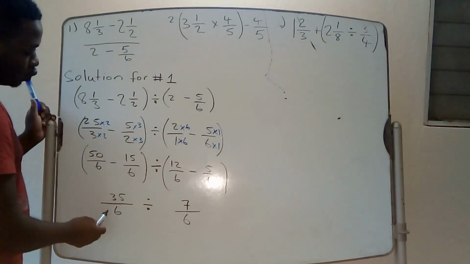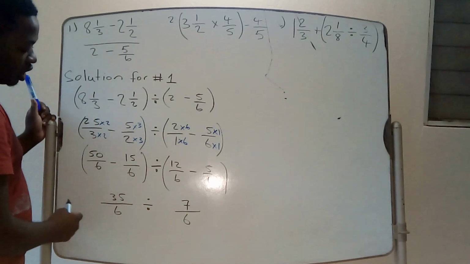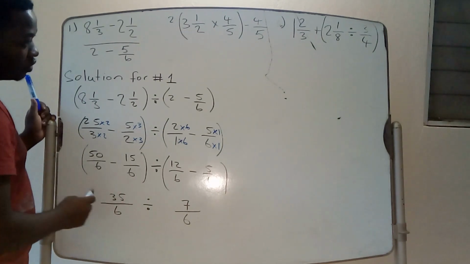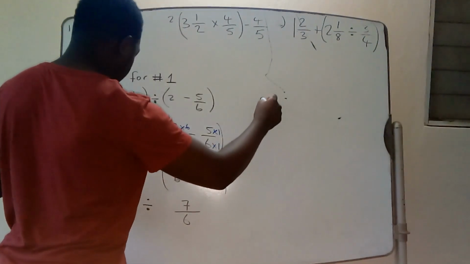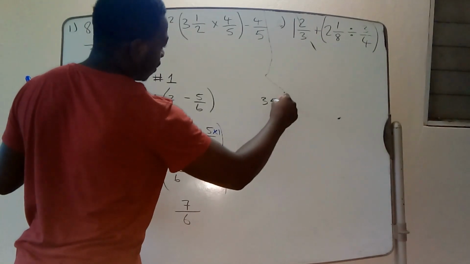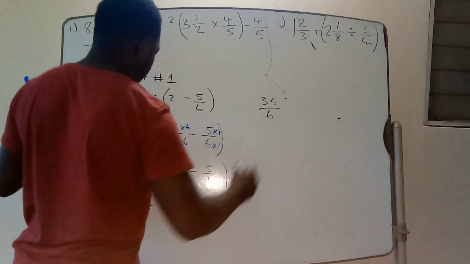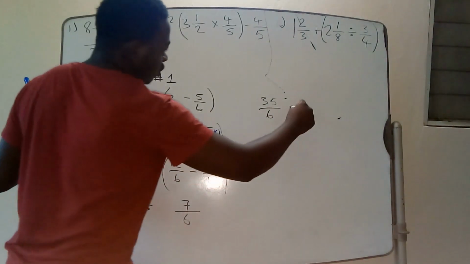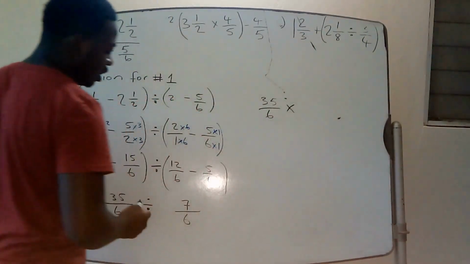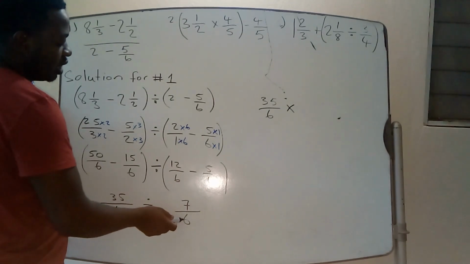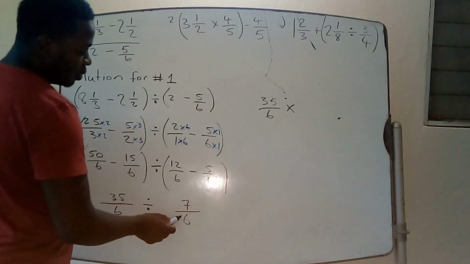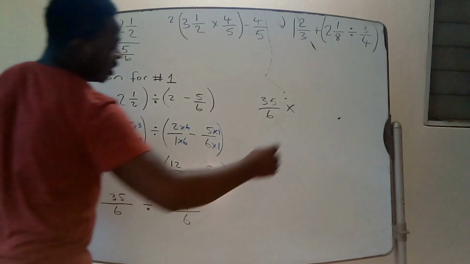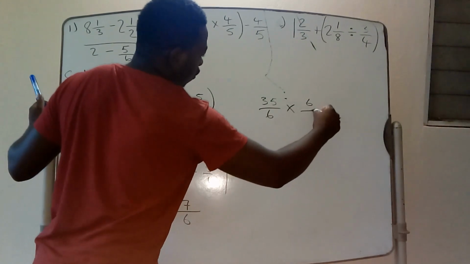Now how do you divide two fractions? The rule is you keep the first fraction, so I'm going to keep the first one, and that's going to be 35 over 6. Then change the division sign to a multiplication sign. So I'm going to change the division sign to multiplication and reciprocate or invert the last fraction, or the second fraction. So if I reciprocate, it's going to become 6 over 7. So this is going to be 6 over 7.